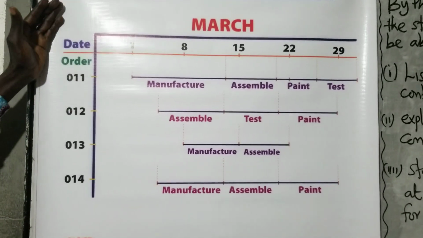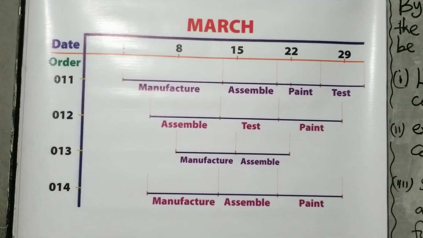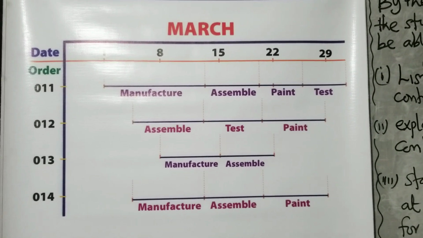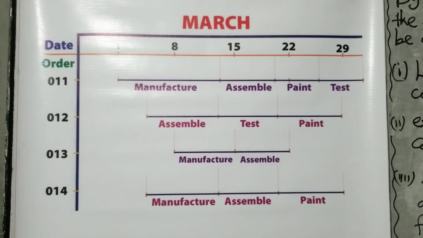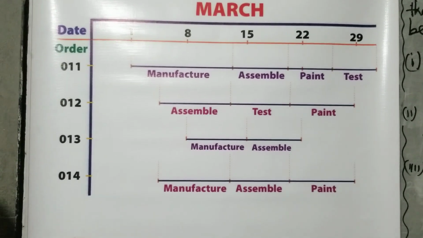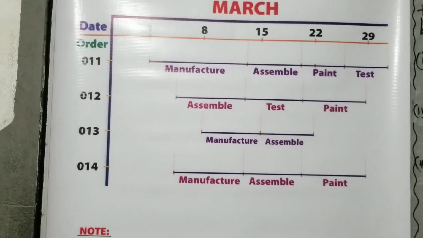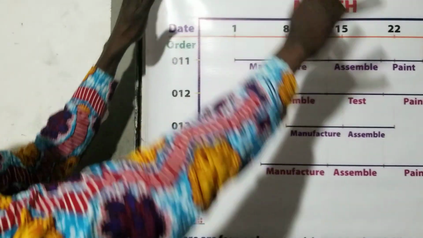This is what we are going to produce. So one of the orders is order 011, and it can be anything, manufacturing of any product. Then order 1, 2 is also a product. Order 1, 3 is also a product. Then order 1, 4 is a product. Now, this is the chart.